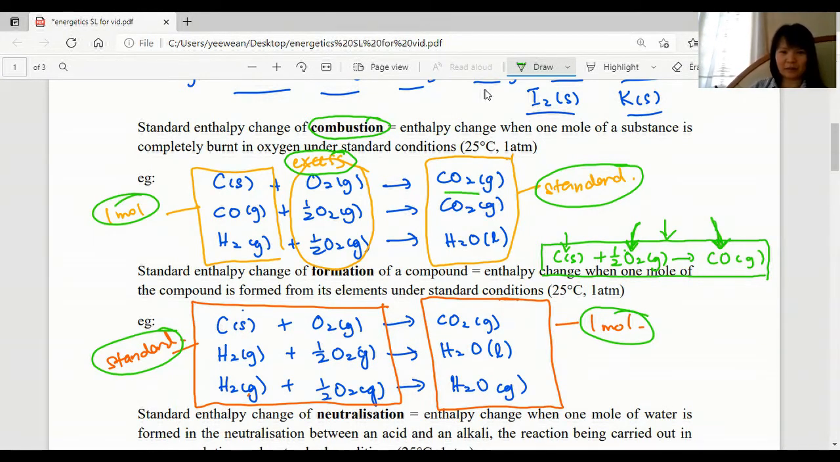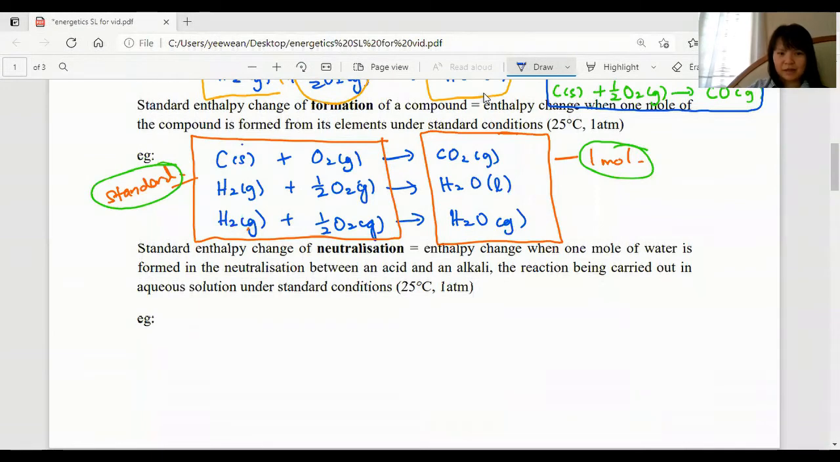So this is not the standard enthalpy change of combustion, but can it be formation if I want to form a mole of carbon monoxide instead? Are these elements under standard conditions? Yes, they are. So this is the standard enthalpy change of formation of carbon monoxide, but not the standard enthalpy change of combustion for graphite.